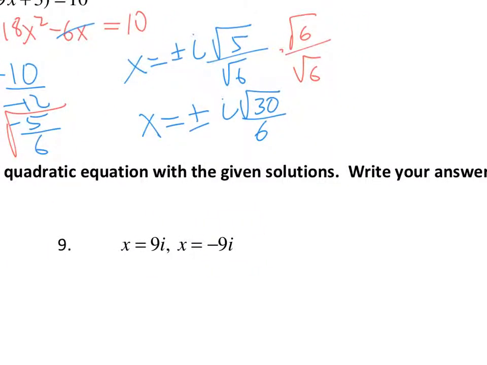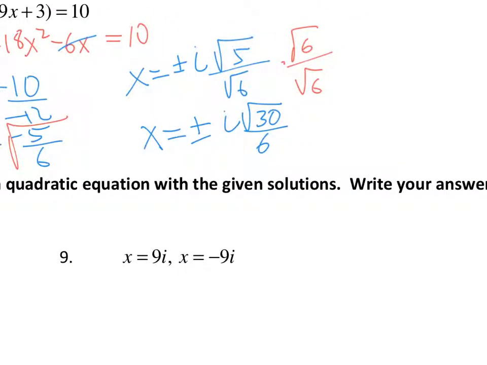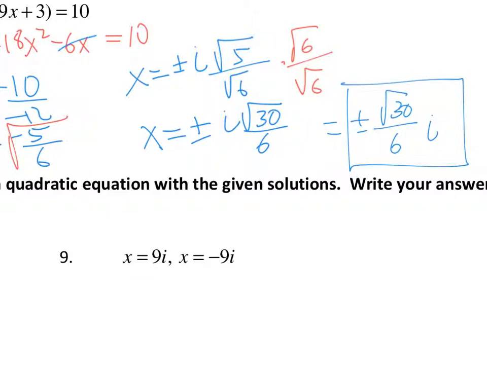Or we might write it like this, plus or minus the square root of 30 over 6, times i. All right.